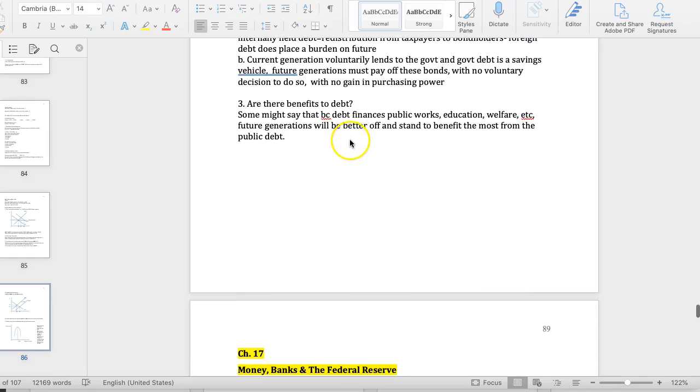Are there benefits to this debt? Some might say that because debt finances public works, education, welfare, etc., future generations would be better off and stand to benefit the most from this public debt. I personally think that debt needs to be paid down to a reasonable level, and we should expect the government to handle the finances just like we handle our own.